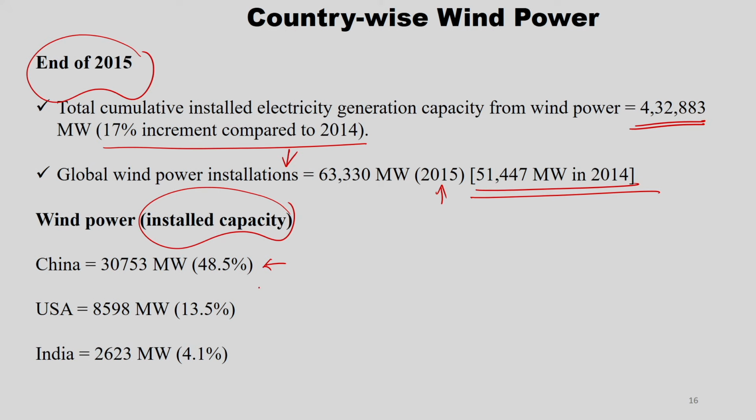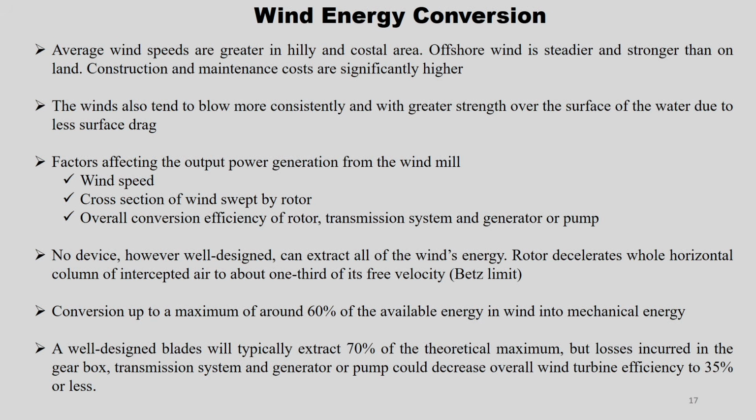And wind power installed capacity in terms of countries at the end of 2015: China, it is 30,753 megawatt, 48.5% leading, and the USA next with 8,598 megawatt, 13.5%. Then there are many in between, but we are interested in our country India, which is about 2,623 megawatt, which is about 4.1%. For recent statistics you can refer to ARENA.